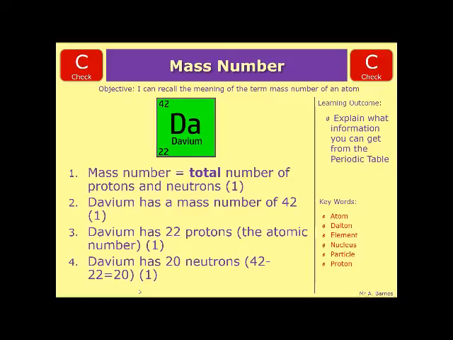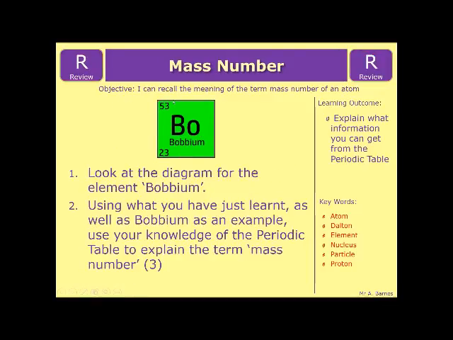If you're feeling confident with it, have a look at the review question, which is very, very similar. So this time you've got bobium. And the question is exactly the same, using what you've just learned and bobium as an example. Use your knowledge of the periodic table to explain the term mass number. That should be straightforward for you now. And that's the end of this video.